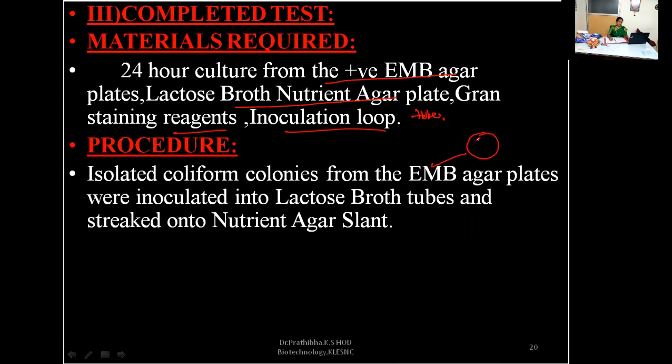In the EMB agar plate, you got the green metallic sheen type of colonies. That one you take and inoculate into the lactose broth tubes. You prepare only one lactose broth tube, and to that you introduce the Durham's tube. Then you take the other sample from the EMB agar plate, and that will also be streaked onto the nutrient agar slants.